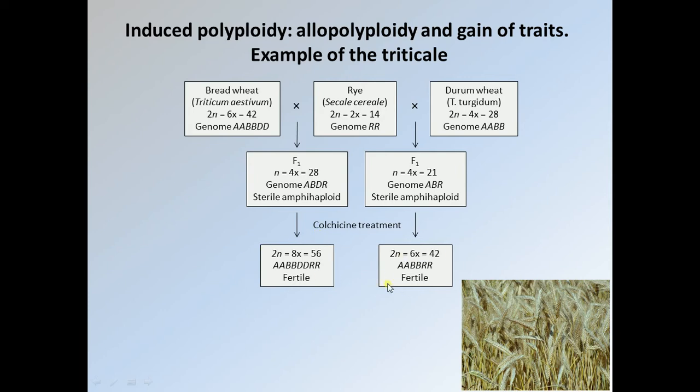And here is the same. So in that way, breeders could get fertile hybrids, which means high grain yield from wheat and resistance to cold from rye. So both traits into one.